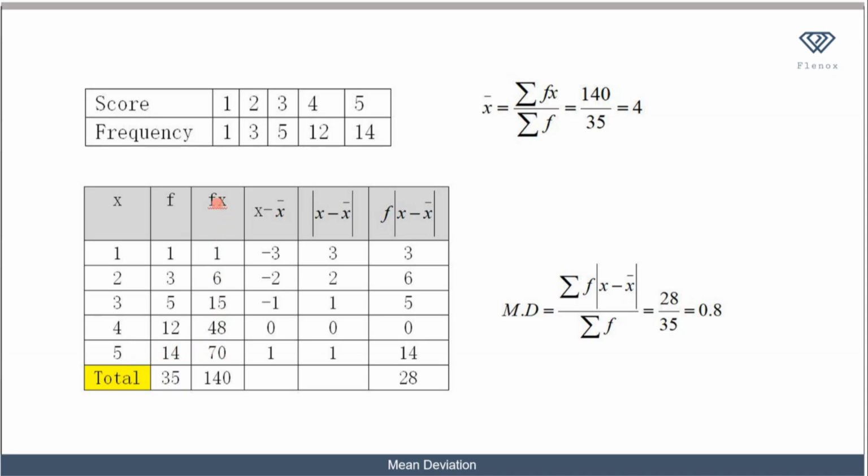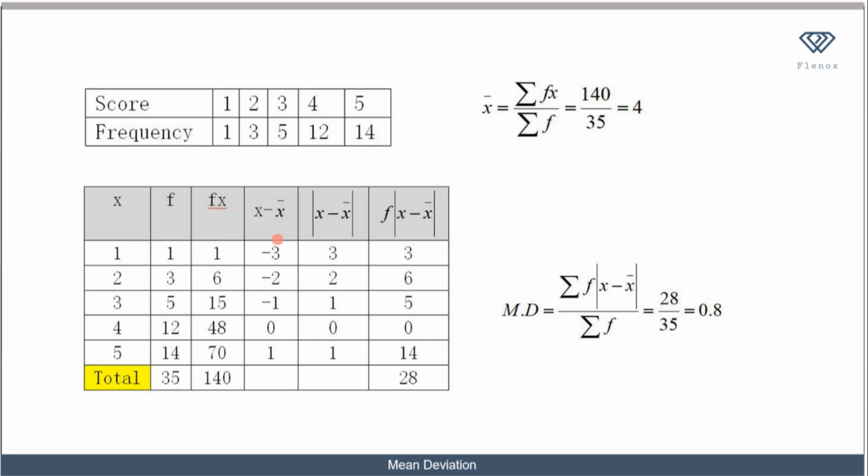So we sum up all our fx together. Our summation of fx gives us what? 140, while our summation of f gives us 35. So our mean, which is the summation of fx, that means the sum of all these values which is 140, over the summation of f, the summation of all our frequencies here, which is 35. So we have 140 over 35, and that gives us 4.